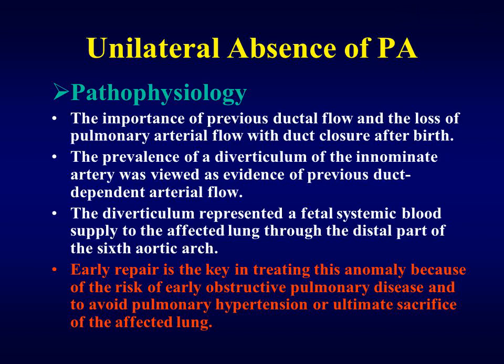Unilateral absence of PA. Pathophysiology: the importance of previous ductal flow and the loss of pulmonary arterial flow with duct closure after birth. The prevalence of a diverticulum of the innominate artery was viewed as evidence of previous duct-dependent arterial flow. The diverticulum represented a fetal systemic blood supply to the affected lung through the distal part of the sixth aortic arch. Early repair is the key in treating this anomaly because of the risk of early obstructive pulmonary disease, and to avoid pulmonary hypertension or ultimate sacrifice of the affected lung.